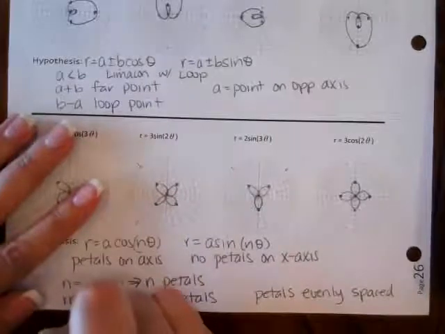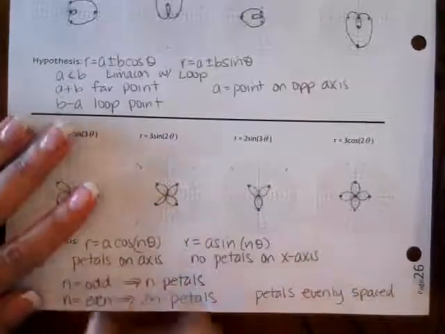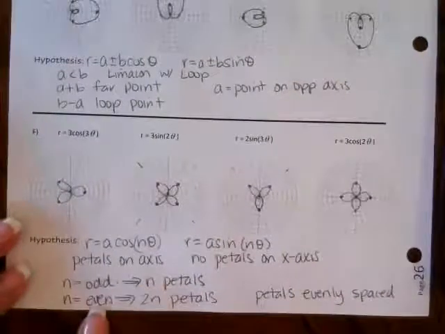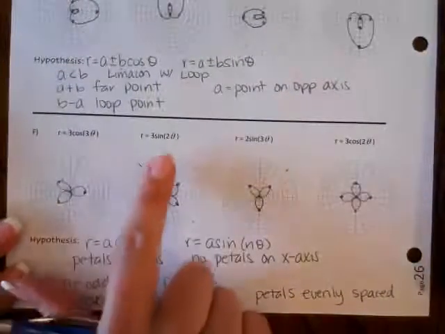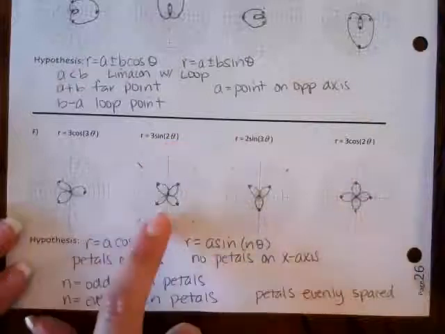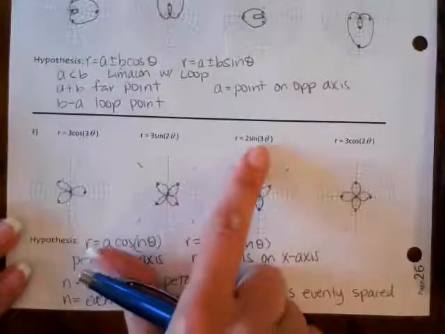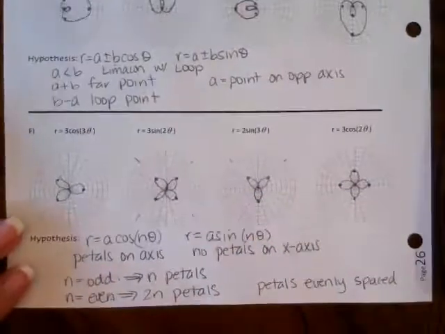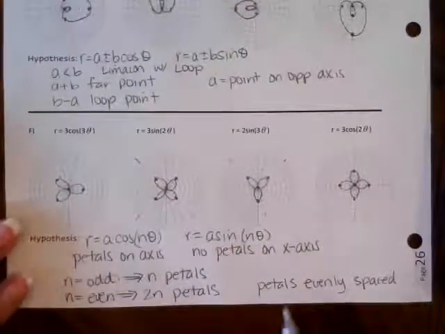Glad I caught that. That's backwards. If the number is odd, it's going to have that many petals. If it is even, it is going to be 2 times. So here we had an even number of 2, so there were 4 petals. Here we had an odd number of 3, so there were 3 petals. So make sure you get that correct in your notes there because I flipped them.